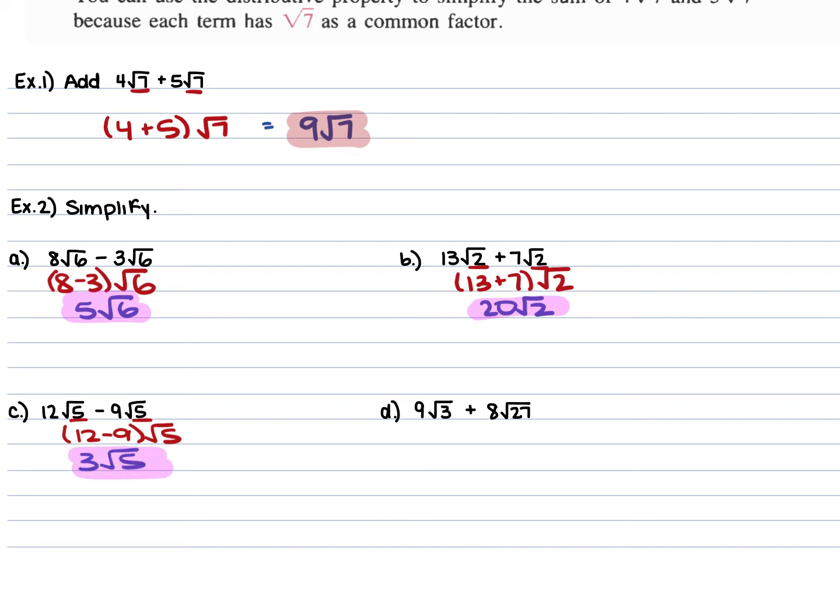For example D, we have 9 square root 3 plus 8 square root 27. That 8 square root 27 you want to simplify first. 27 is 3 times 9. The 9 is 3 times 3. Two of those 3's are going to pair up, and this is going to become 9 square root 3 plus 8 times 3 square root 3. 8 times 3 square root 3 gives us 9 square root 3 plus 24 square root 3. We're going to combine the 9 and the 24 to give us 33 square root 3.